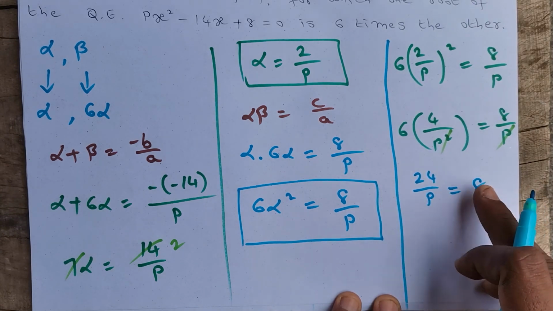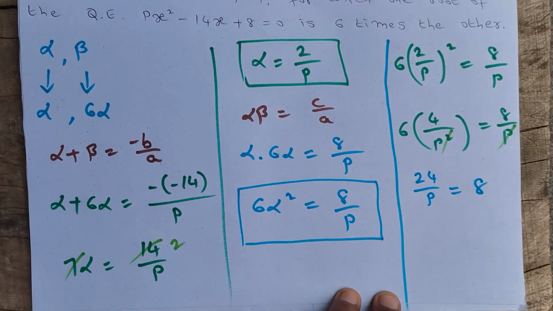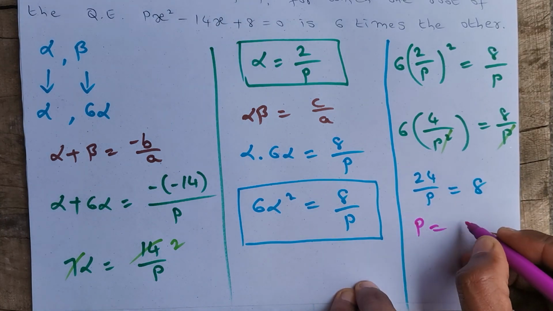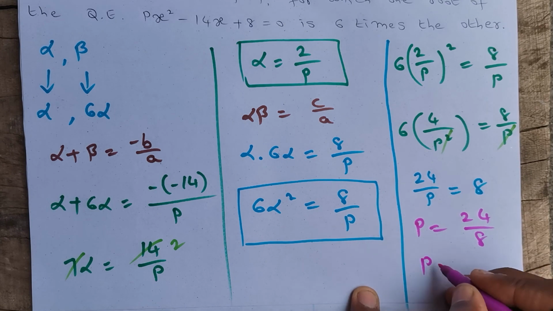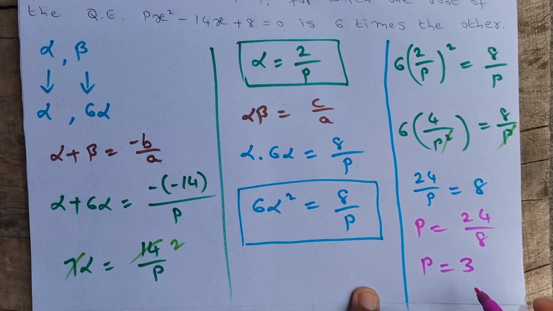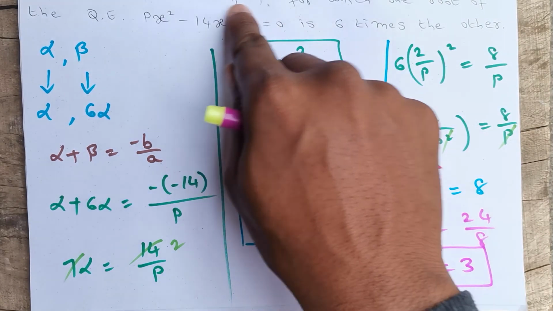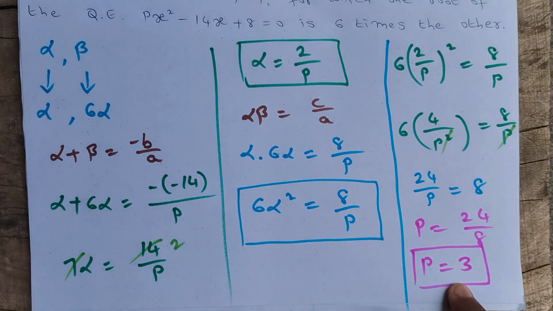p I will take to the right side and 8 I will bring to the left side. So p is equal to 24 by 8. 8 ones are 8, 8 threes are 24. So the p value is 3. He is asking to find the value of p. Then the value of p is 3.